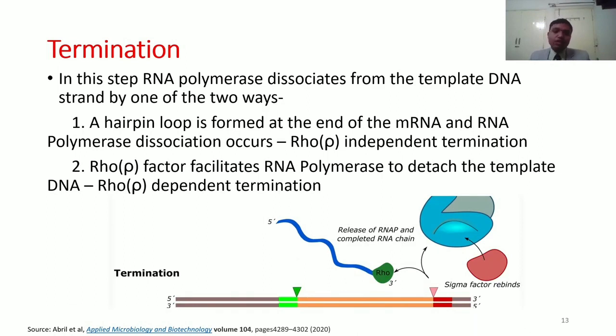In the termination process, there are two types of termination. One is hairpin loop based termination, and one is rho factor dependent termination. In the hairpin loop based termination, the mRNA is going to produce a hairpin loop, and that will eventually halt the RNA polymerase enzyme, and RNA polymerase will dissociate from the template DNA, and that's how the termination will occur. That is called rho factor independent termination, because no rho protein or termination factor is involved in this termination process.